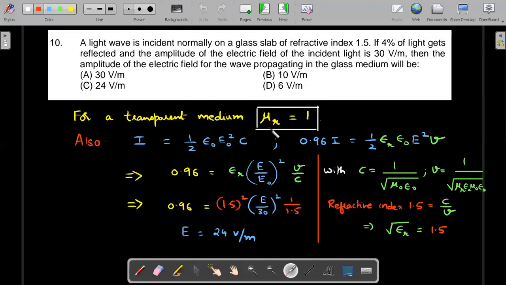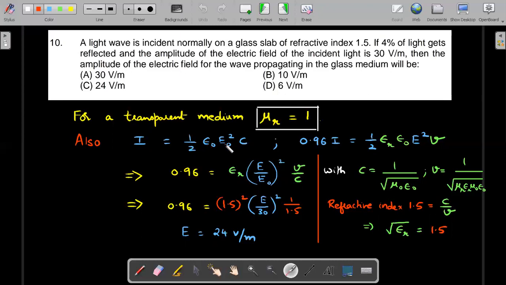You need to remember this, and this has been asked twice. I have removed one question actually because of lack of time. For a transparent medium, magnetic permeability is 1. I'll make another video sometime later on why it should be, but remember it for the exam. And the intensity of an electromagnetic wave is given by half epsilon naught into E square into C. Another thing that you have to remember.